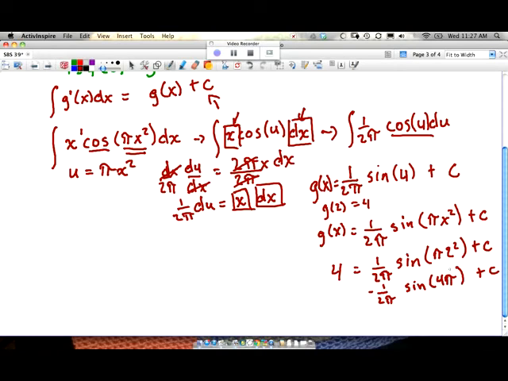Now, something real quick, I don't know if this makes obvious sense to you, but sine of 4 pi is the same thing as sine of 0, and sine of 0 is 0. So this first term here, 1 over 2 pi times sine of 4 pi, this whole thing equals 0. So that means that 4 equals c. There we go. So we've answered what does the constant equal, and right here, this is our final answer.